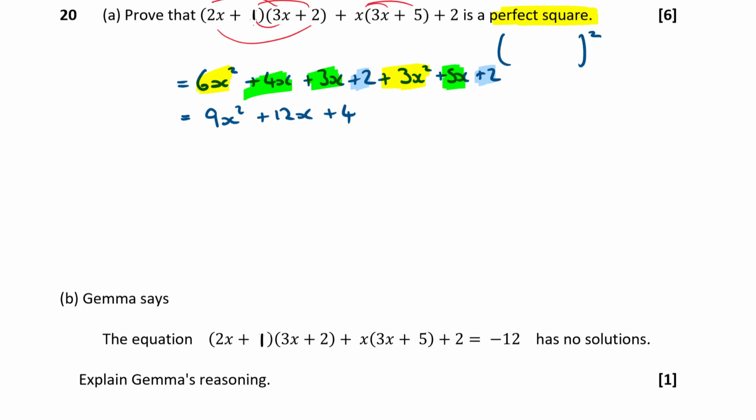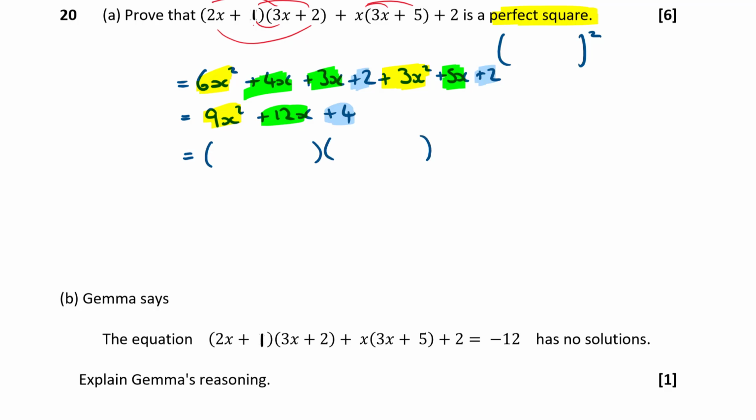So the x squared terms, the yellow ones, gave me 9x squared. All the green terms added together gave me 12x. And the blue terms added up to 4. Right, okay, so we've got our expression simplified down a little bit into just a normal quadratic. Let's see if we can now factorize this into two brackets.